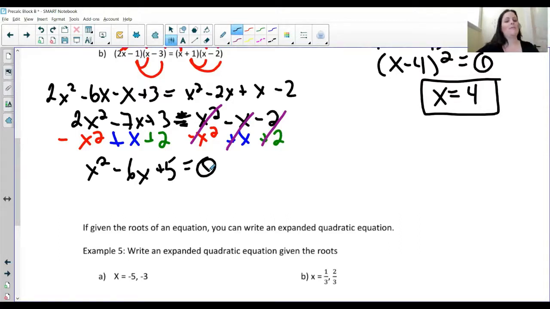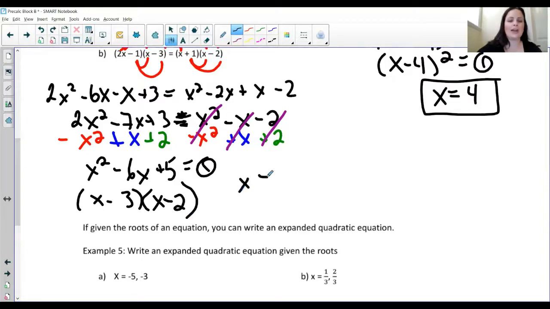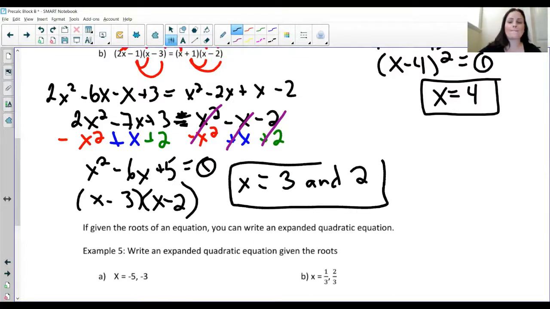Okay. Now I'm back to my factor brackets. I have a simple trinomial. I need two numbers that multiply to positive 5 and add to negative 6. It's going to be negative 3 and 2. So that means my solution for x is x equals positive 3 and positive 2. And there we go. All right.